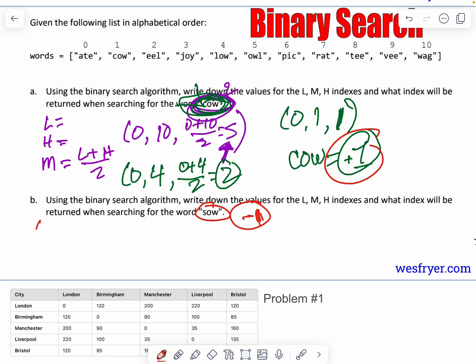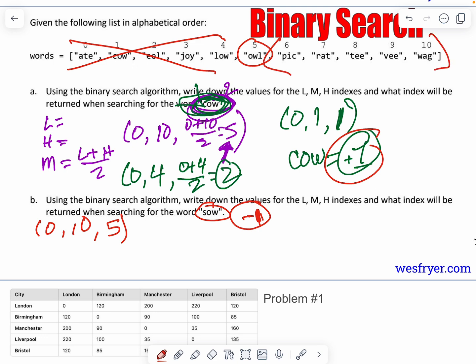So again, it's going to start the same. L is going to be 0, the H is going to be 10, and the M is going to be 5. We're going to start by comparing our search term, sow, to what we find with 5. And in this case, owl and sow obviously are not the same, so that's not it. But sow, the S of sow, comes after the O of owl in the alphabet. So this time we mark out everything to the left, and we know that we are now working between 6 and 10. We know it's not 5, okay? So it's between 6 and 10.